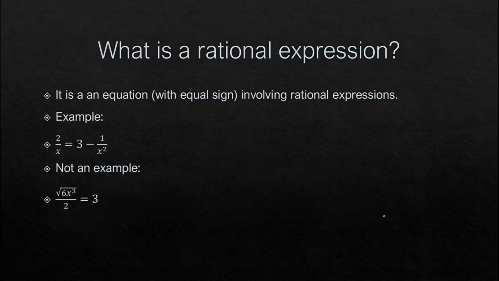Rational expressions na naman. What are they and how to solve them? What is a rational equation? It is an equation with an equal sign involving rational expressions. So parang, para sa last time, a rational expression is basically parang equation lang siya, pero it mostly involves two polynomials as a numerator and the denominator. Example na naman. Ito, 2 over x is equal to 3 minus 1 over x squared.